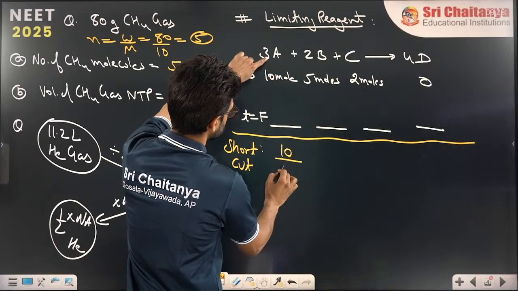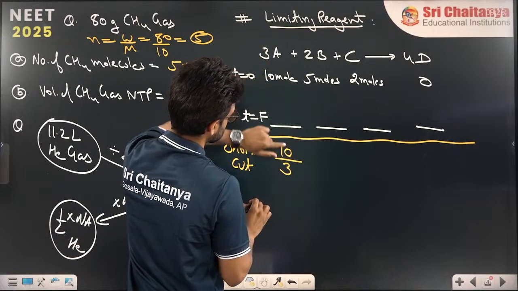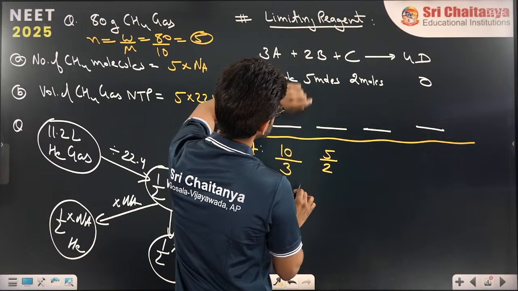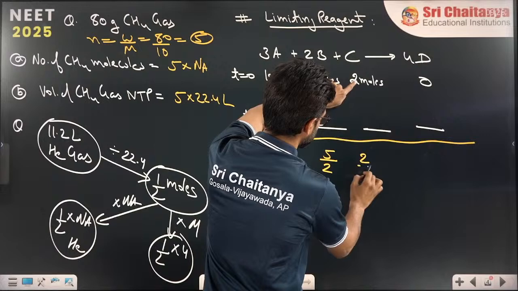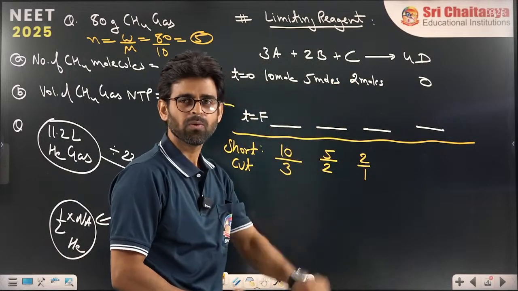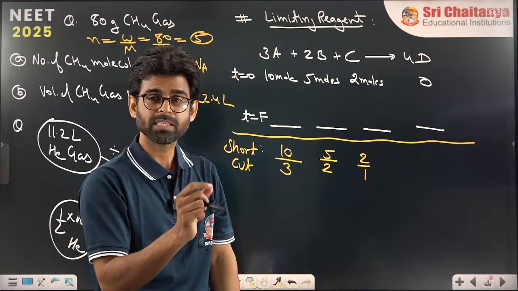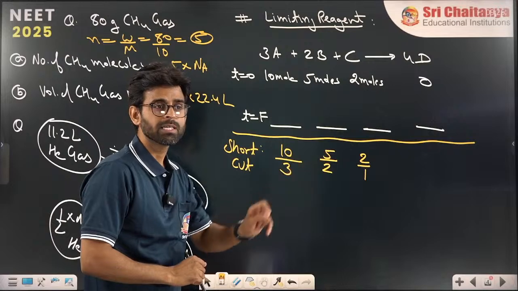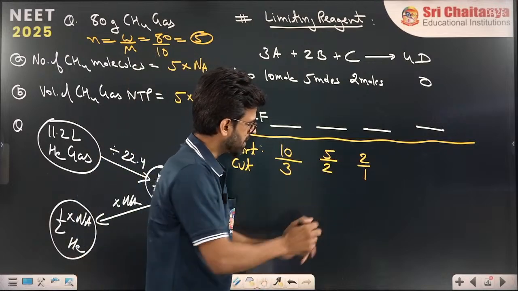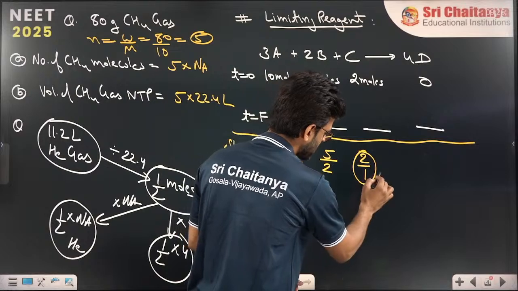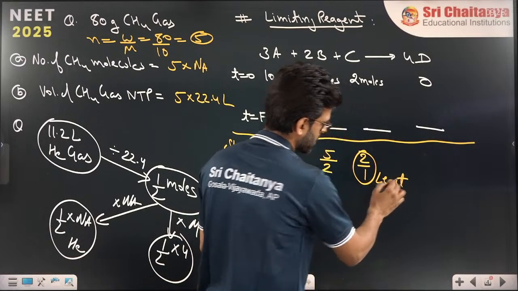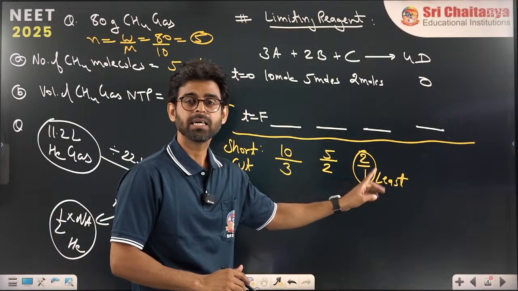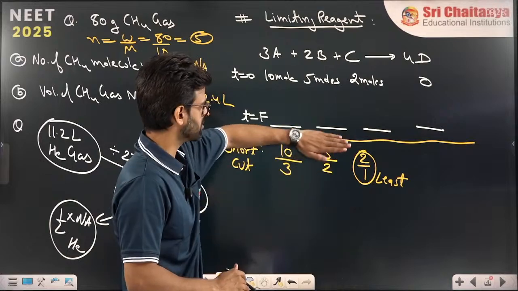Shortcut is to take the given moles, divide by the stoichiometric coefficient: 10 by 3, 5 divided by 2, 2 divided by 1. Given mole divided by coefficient. So out of these now I have to select which one is the smallest number. 10 by 3 almost 3.3, 5 by 2 how much? It's 2.5. 2 by 1 how much? 2 only. So you can see here it is the smallest number, it will decide, it is the limiting reactant. Now its work is done.